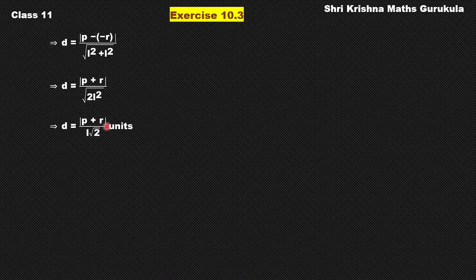Now the numerator is a positive quantity because there is modulus. In the denominator, L square comes out of the square root and it becomes L, and we have not considered the plus or minus because this is the distance. We have considered only the positive quantity, so we have written L only in the denominator. Is this clear? Why did we not consider plus or minus? Because it has come out of the square root and we have not written plus or minus. Why did we ignore that negative sign? Because it is the distance that we are finding. So our distance will be D is equal to modulus of P plus R divided by L root 2 units.